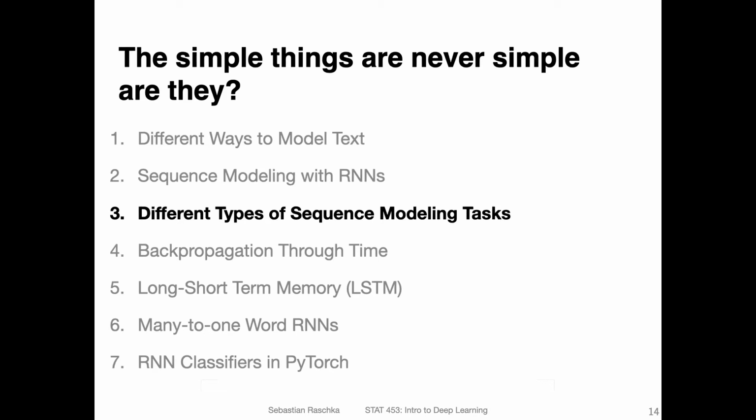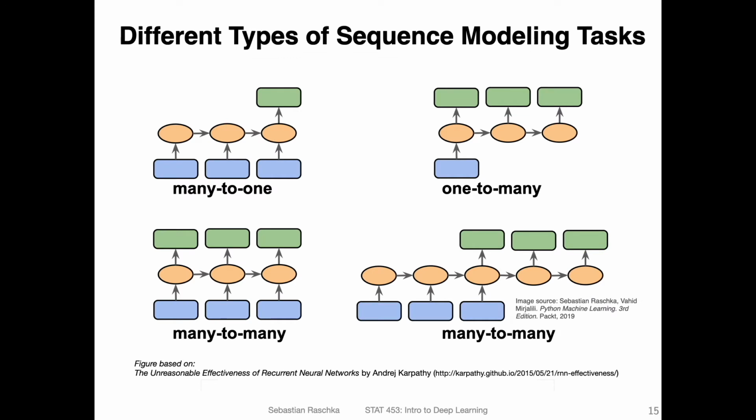Yeah, so in the previous video, I showed you the big picture overview of how a recurrent neural network looks like. And now I want to show you that we can use this architecture for different types of sequence modeling tasks. So on this slide, I have an overview of the 4 common sequence modeling tasks, and I will walk through them step by step in the next couple of slides.